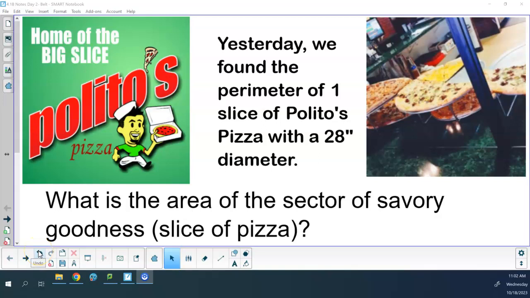So, in your notes today, your notebook, binder, wherever you're taking the notes, we'll start with kind of the same problem as yesterday. Polito's Pizza. Yesterday we found the perimeter of one slice. Today I want you to find the area of one slice of pizza. So yesterday was perimeter, today area. Go.